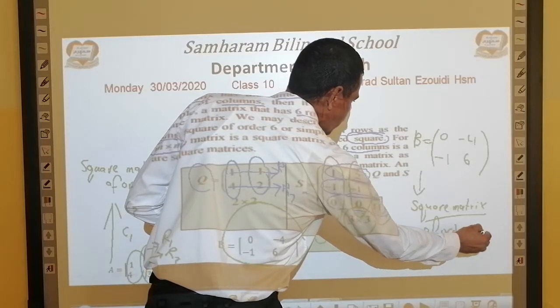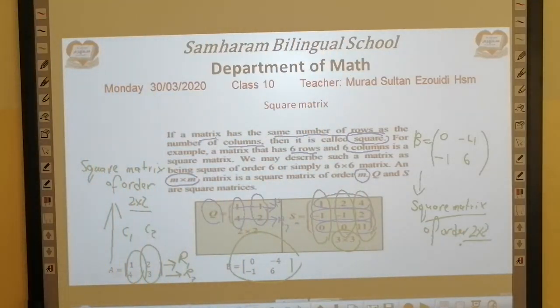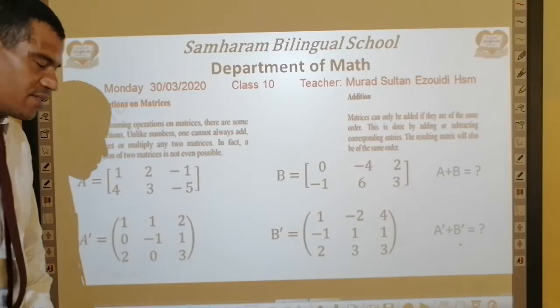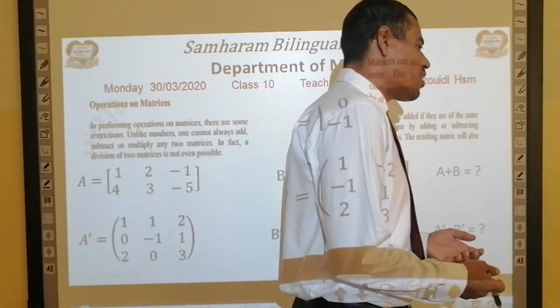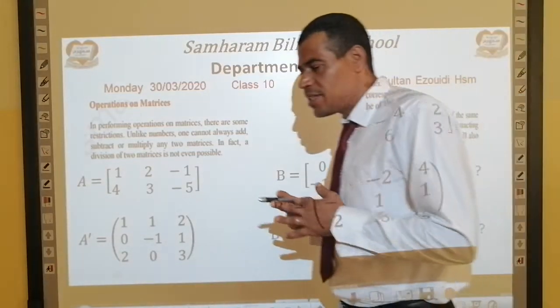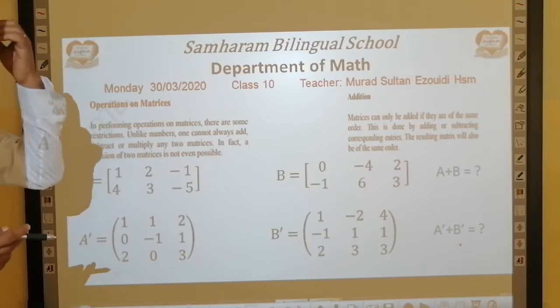Of order 2 by 2. Okay. Then, the next one, my kids: operation on matrices. Some student can ask, okay, what should I do with matrices? Maybe they will ask, can I add matrices together? Can I subtract? Can I make multiplication, scalar multiplication? Can I make the product of two matrices and so on?